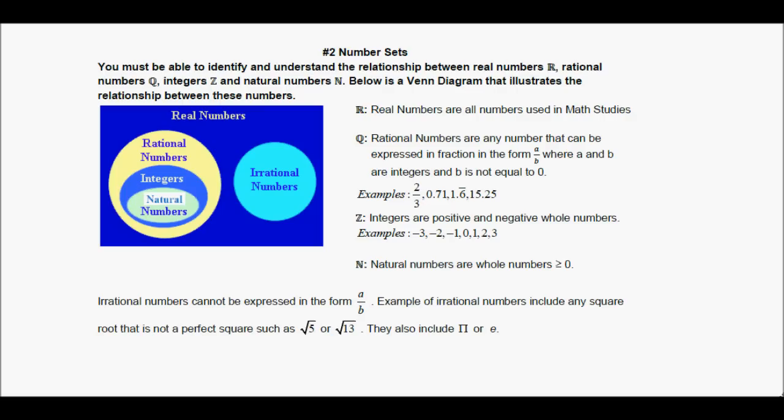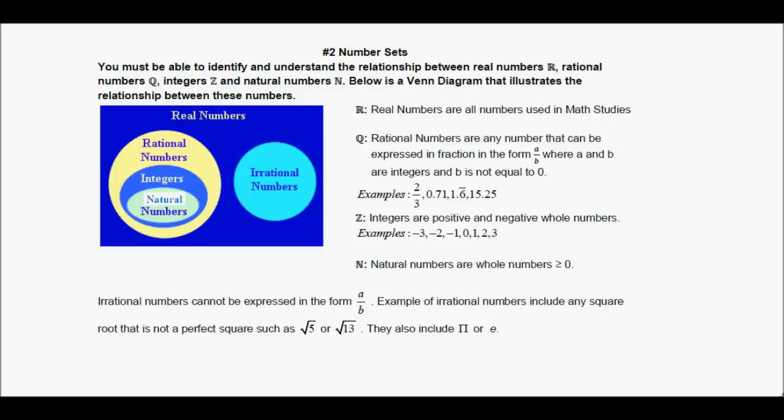Okay, for section 2 here, we're going to do number sets. Number sets are pretty straightforward, but a lot of kids miss these problems, and you really shouldn't be missing these. You just have to understand the relationship between all the numbers. So for number sets, you must be able to identify and understand the relationship between real numbers.